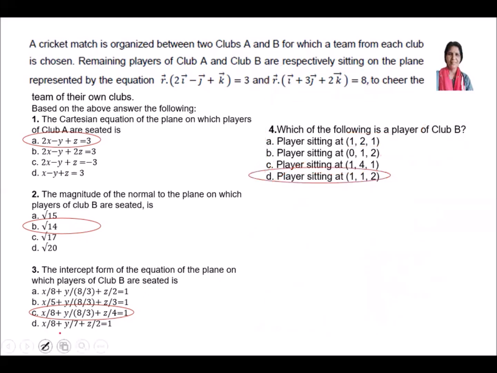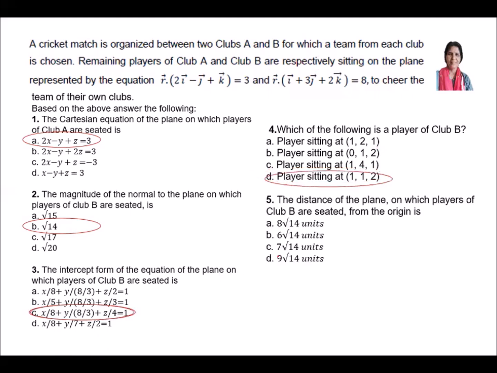Next, coming to the fifth part. The distance of the plane on which the points P, Q, R are seated from the origin. So the distance from the origin to a plane is equal to |D| upon the square root of A square plus B square plus C square, where the plane is AX plus BY plus CZ plus D equal to 0.